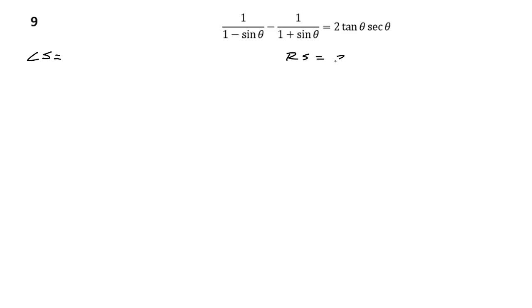This one's going to involve getting common denominators. Now, how do I know that? Look, we've got two fractions up there at the start, right? So we've got 1 over 1 minus sine minus 1 over 1 plus sine. All right, so we're going to need to get common denominators here.